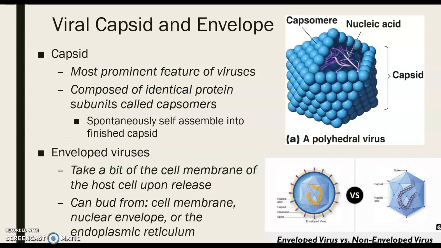So the capsid is the most prominent feature of a virus. It's composed of subunits called capsomeres. You can see, if this is a capsomere, this whole thing is the capsid, and within that is the nucleic acid. An enveloped virus, like I said, takes a bit of the cell membrane of the host upon release. It can bud from the cell membrane, from the nuclear envelope, or from the ER, the endoplasmic reticulum.